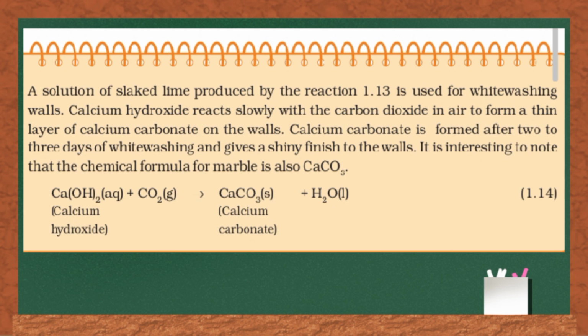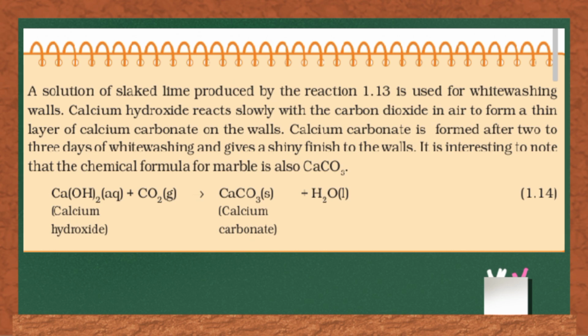So the whitewash which is used is nothing but the slaked lime. Calcium hydroxide reacts slowly with carbon dioxide in the air to form a thin layer of calcium carbonate on the walls. Calcium carbonate is formed after 2 to 3 days of whitewash and gives a shiny finish to the walls. It is interesting to note the chemical formula for marble is also CaCO3. So whenever you do whitewash at your home, that is nothing but the slaked lime, that is calcium hydroxide.